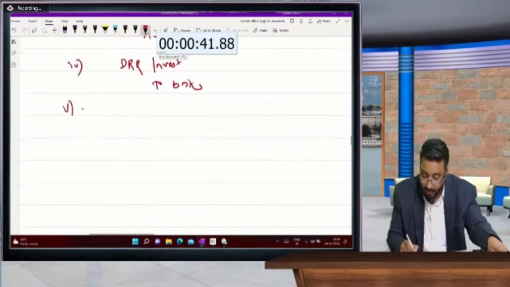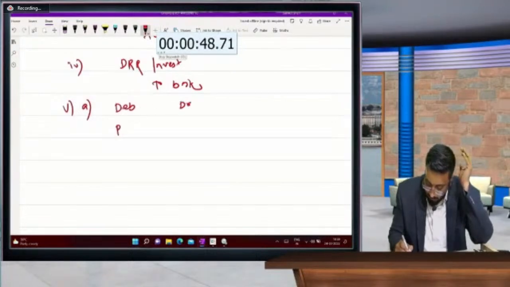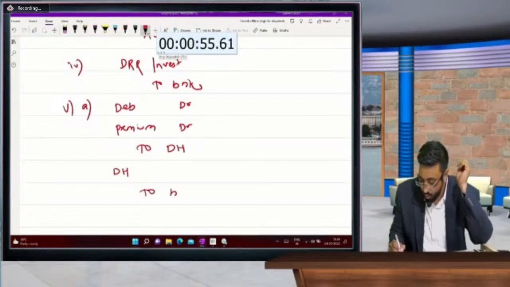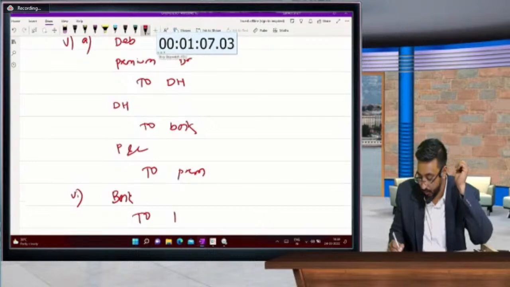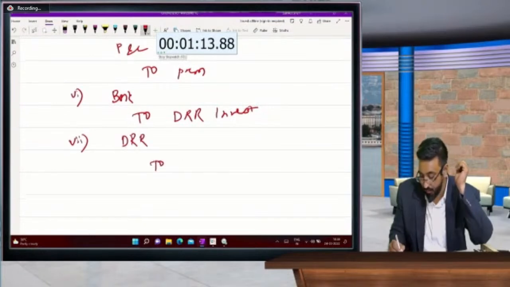Number 5, there are again 3 entries. 1, debentures account debit, premium on redemption to debenture holders to bank, and P&L account debit to premium on redemption, without looking into books. Next one is bank account, investment sold: bank to DRR investment. And number 7, DRR to general reserve.